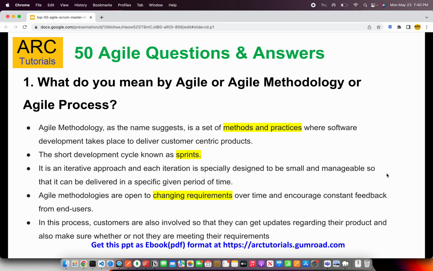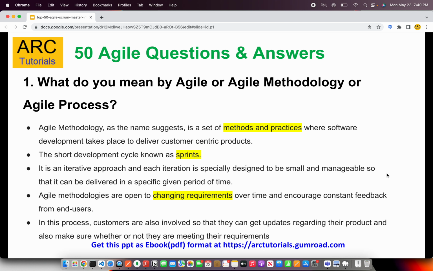Alright, so the first and most basic question that is often asked in interviews, or just to start as an icebreaker between the candidate and the interviewer, is: what do you mean by Agile, or Agile methodology, or Agile process? The way you should answer is, Agile methodology, as the name suggests, is a set of methods and practices where software development takes place to deliver customer-centric products.